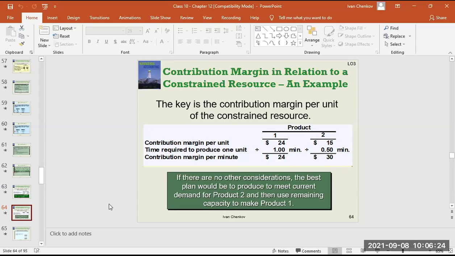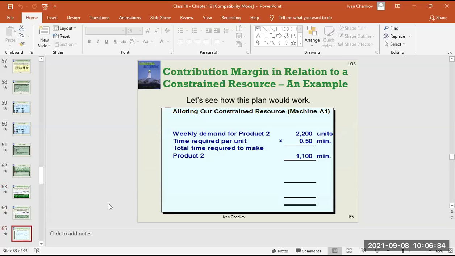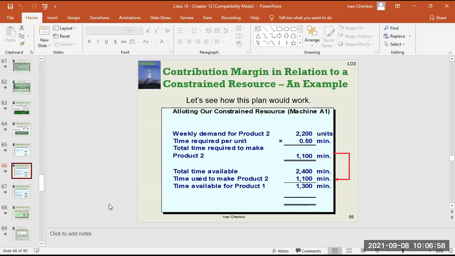So if there's no other consideration, the best plan will be to produce the entire demand for product 2 and use the remaining capacity for product 1. Now, let's do the calculation of the capacity. Weekly demand of product 2 is 2,200 units, and we need 0.5 minutes, or half a minute, per product. So how many minutes do we need? We need 1,100 minutes. But our machine has a capacity of 2,400 minutes.